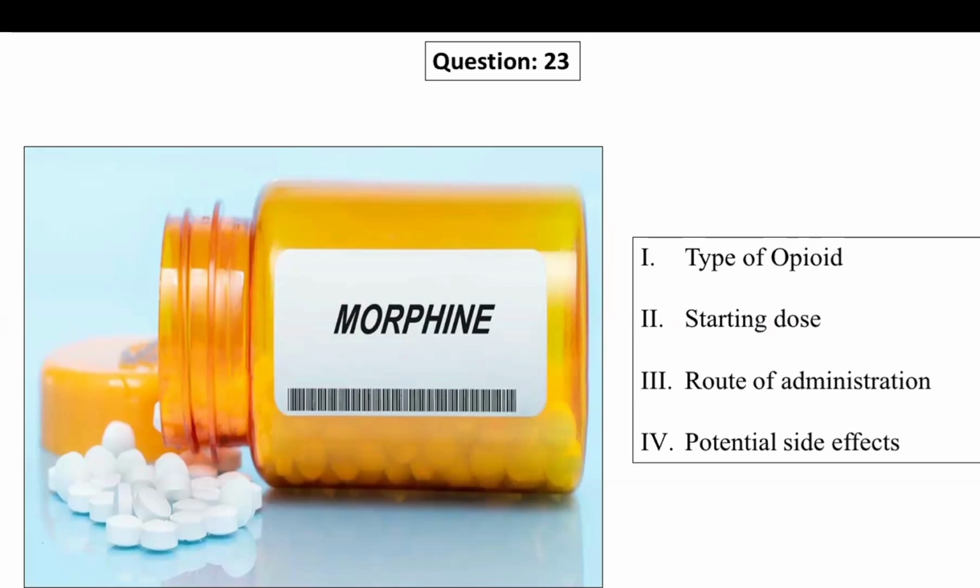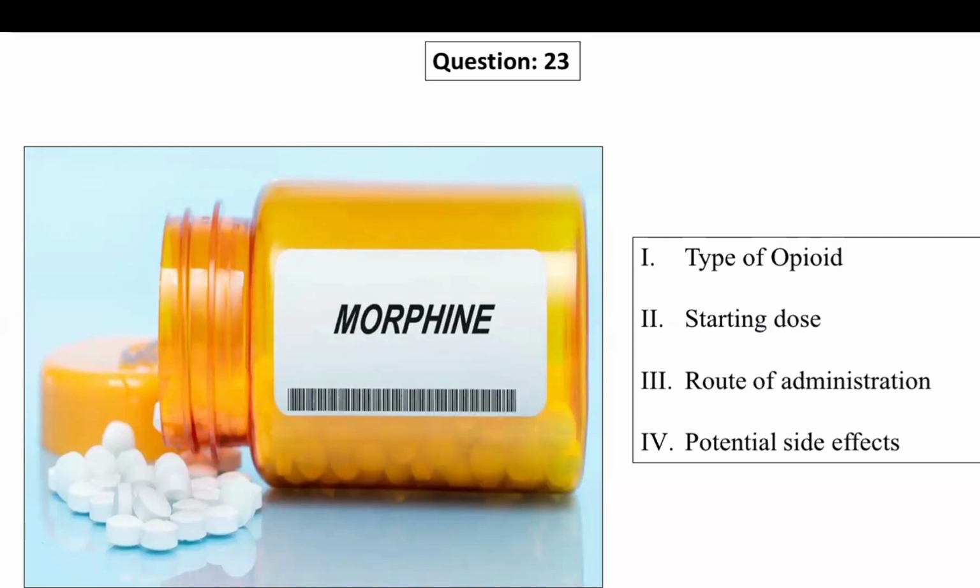So we can give a tablet form or the IV form. Based on the pain, for the tablet form there is immediate release morphine and sustained release morphine. For the immediate release, we can start from 5 to 10 mg every 4 hourly. For the sustained release, we can give a 15 mg tablet every 12 hours for longer action. And for the IV dose, we can start with 2 to 5 mg of morphine every 4 hourly.